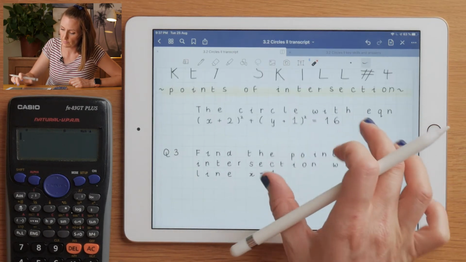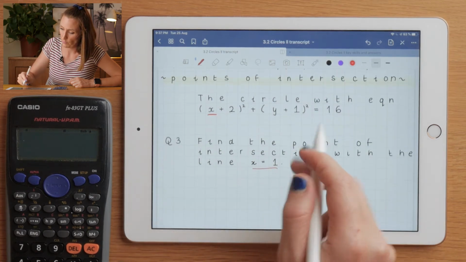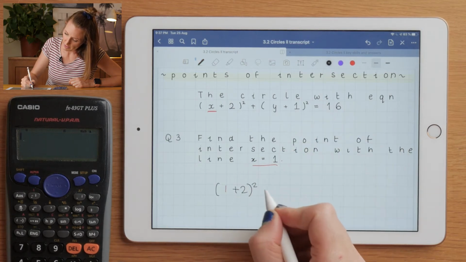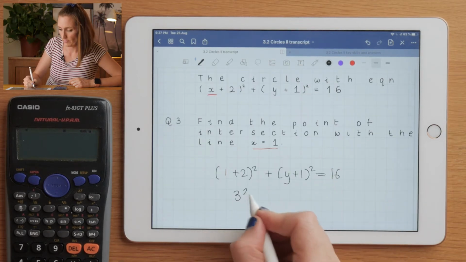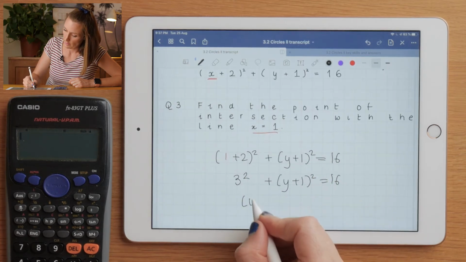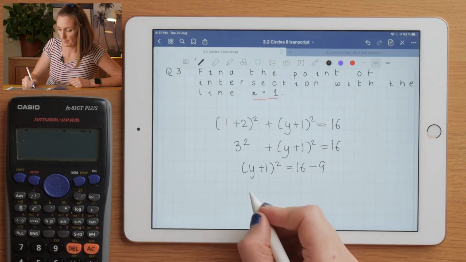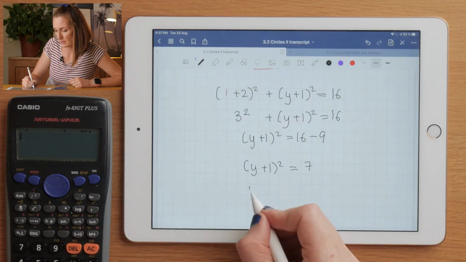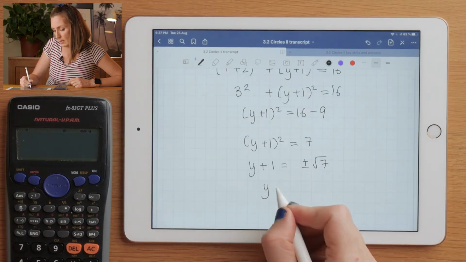So all we do, very similar to the previous question, is we take this equation and we replace x with 1, right? So we're going to have 1 plus 2 squared. So 3 squared plus y plus 1 squared equals 16. Y plus 1 squared is 16. Take away 3 squared, which is 9. 16 take away 9 is 7. Take the square root and move the plus 1.